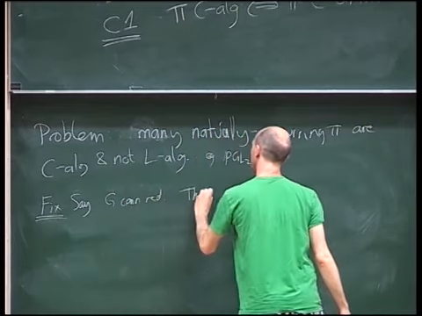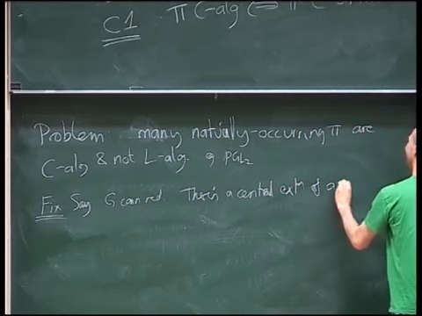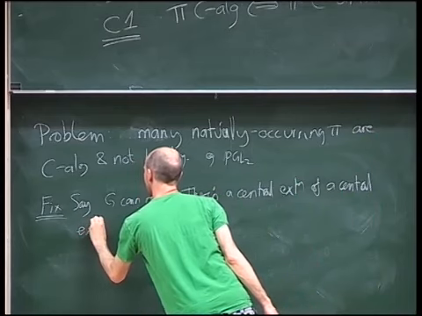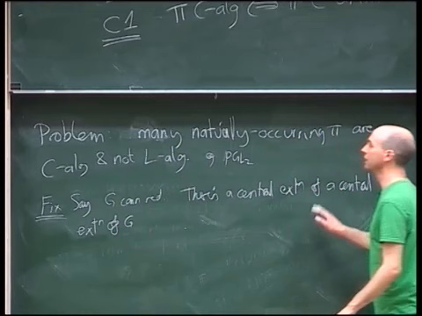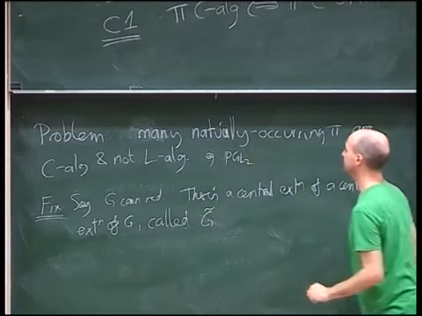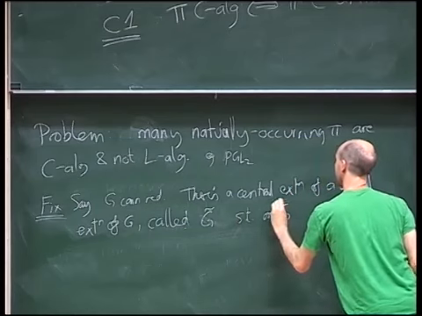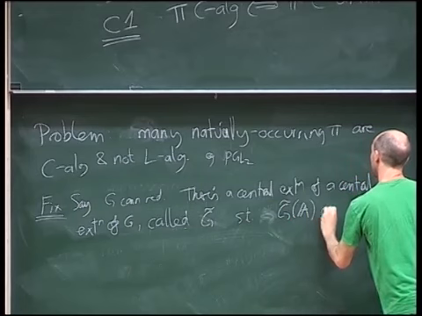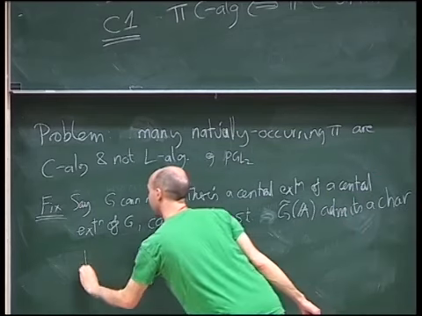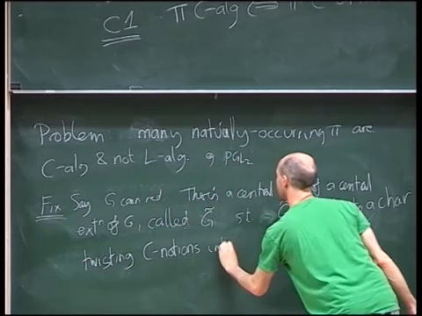There's a central extension of a central extension of G, which is also connected reductive, let's call it G tilde, such that G tilde of the adeles admits a character that twists all our C notions into the L notions.